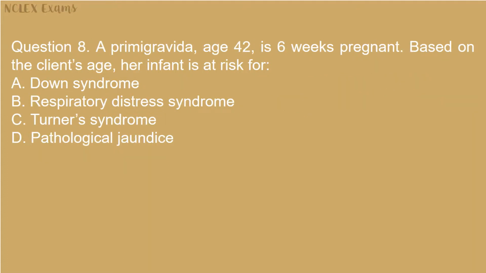Question 8. A prima gravida, age 42, is 6 weeks pregnant. Based on the client's age, her infant is at risk for: A. Down syndrome. B. Respiratory distress syndrome. C. Turner's syndrome. D. Pathological jaundice.